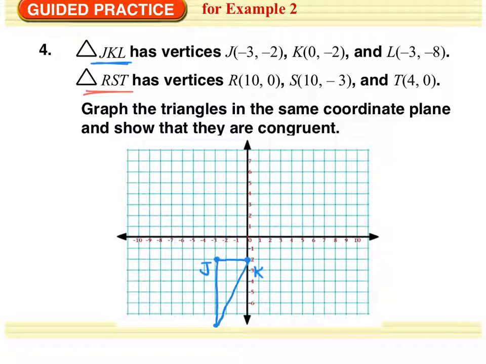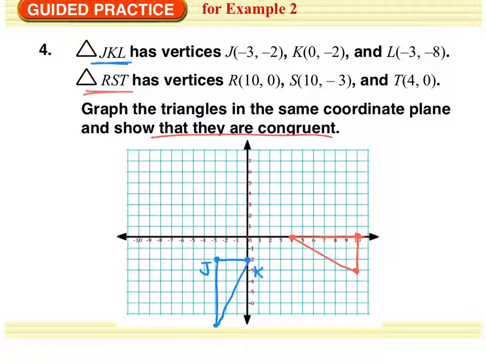Now I'm going to graph RST. So R is 10, 0. S is 10, -3. And T is 4, 0. Again, connect the points, create your triangle. Now, it wants us to show that they're congruent.